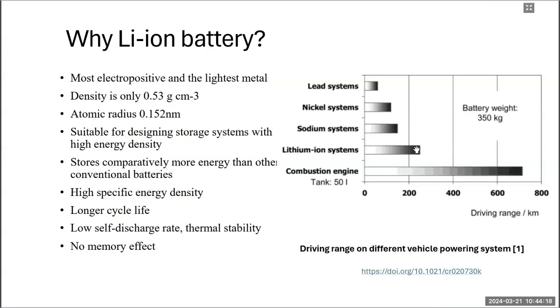And now you have different types of vehicles. Different companies are even offering 600 kilometer, 1000 kilometer range. How is it happening? Because of this lithium-ion battery technology improvement. People are trying to integrate silicon. People are trying to store more lithium in the anode and trying to get more capacity from there.